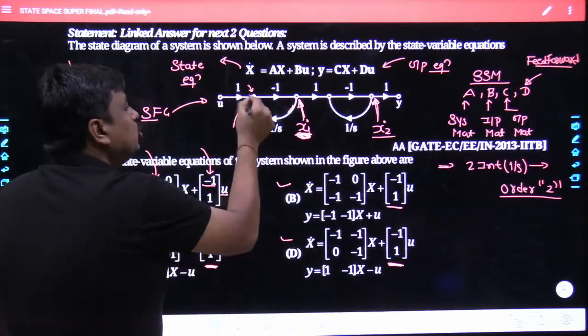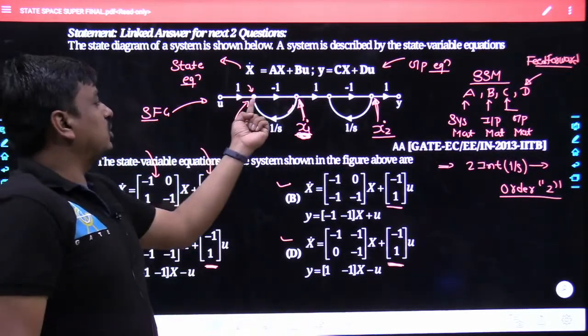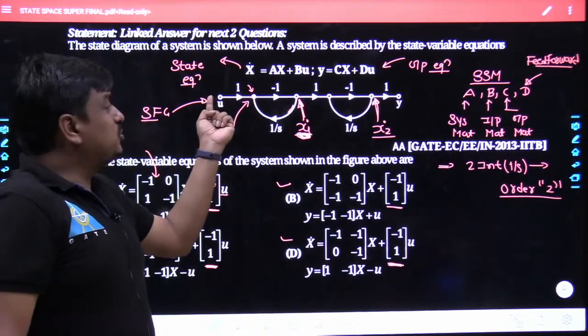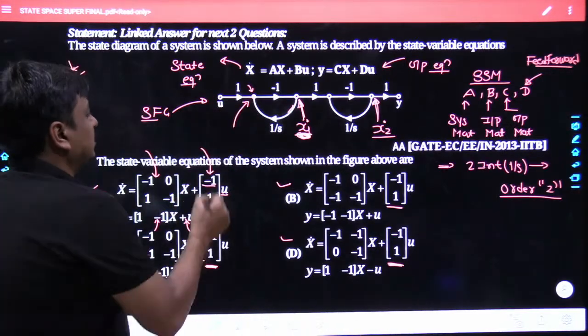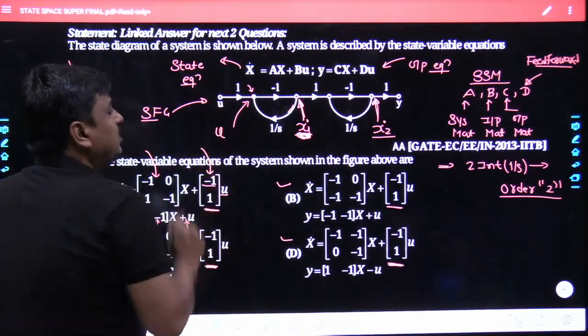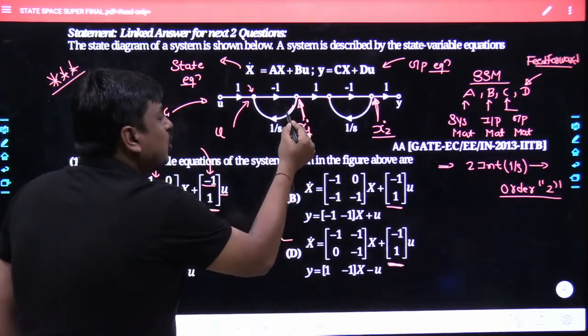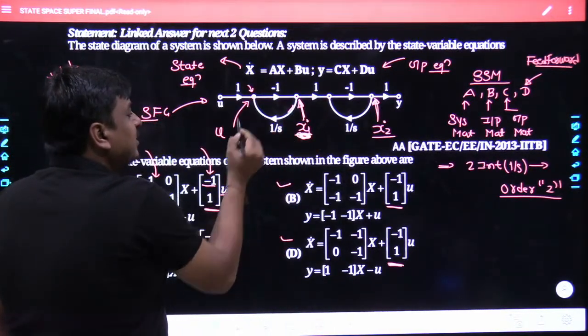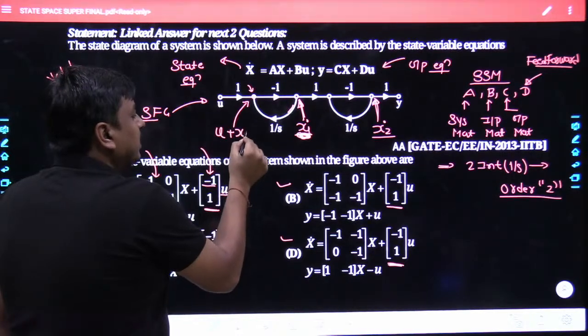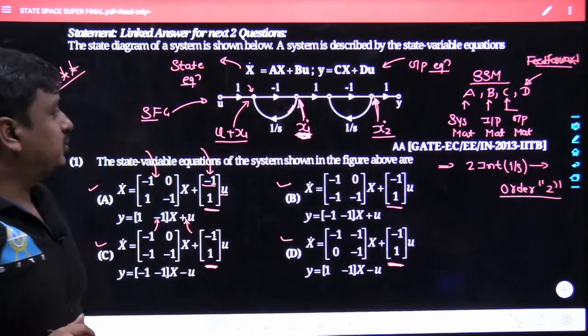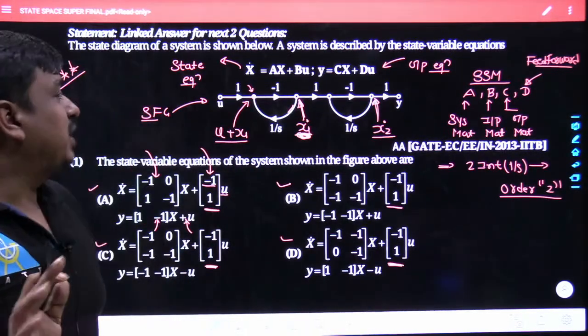See, the two incomers are coming at this node. The first incomer is coming from u, taking the gain of 1. So obviously it's going to be simply u. And the second incomer is coming from x1 dot, taking the integration in time domain, which is simply x1. Agreed? Till this point, nobody should have any doubt as such.